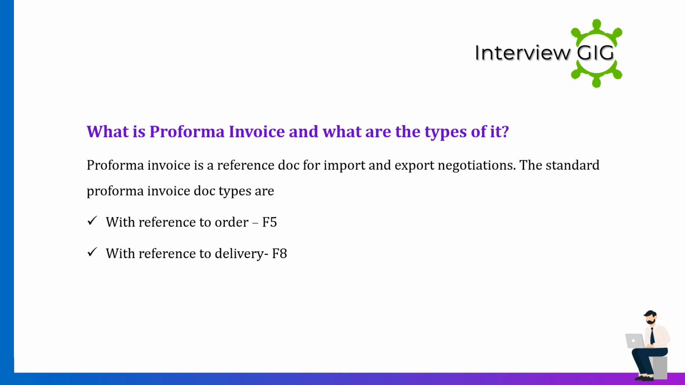What is a proforma invoice and what are the types of it? A proforma invoice is a reference document for import and export negotiations. The standard proforma invoice document types are: with reference to order, F5; with reference to delivery, F8.